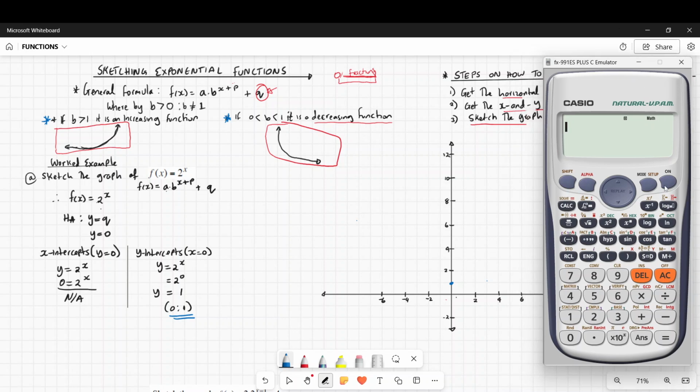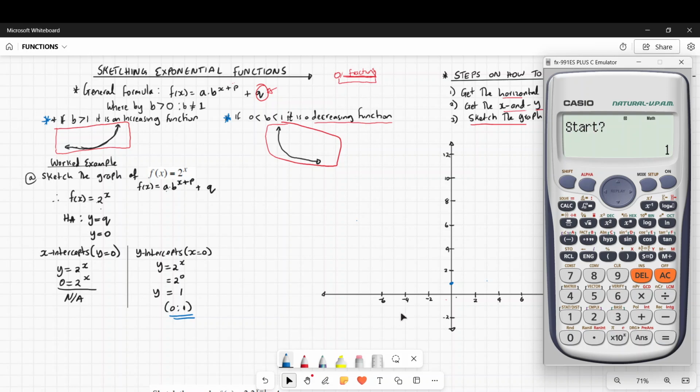So now, in order for you to get the shape, you're going to go to mode setup, and then you're going to go to where it says table, right? You're going to press number 7, and then you're going to say f of x equals 2 to the power of, right? You're going to press alpha x, right? So g of x is for a second function, which you don't have.